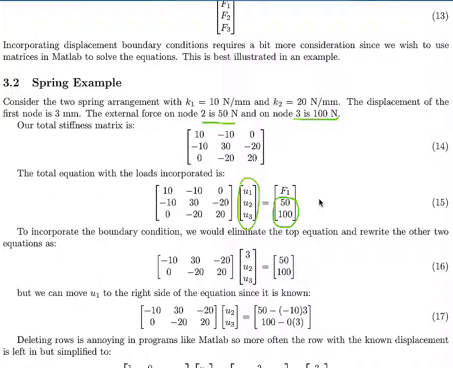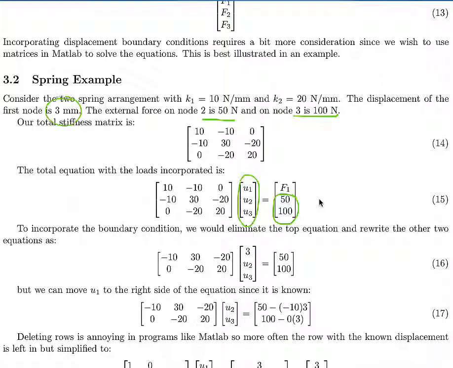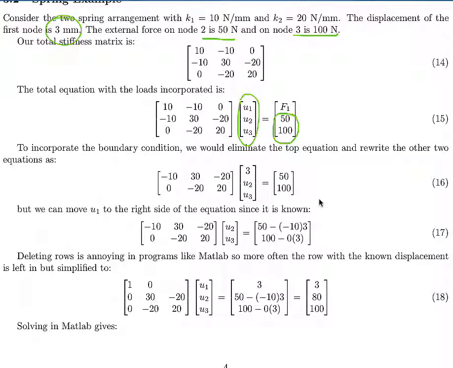And the boundary condition here is given to me: at the first node, the displacement is determined to be 3 millimeters. So I have to put now 3 millimeters instead of U1 right here. Then the first line would be 10 times 3 minus 10 times U2 plus 0 times U3 would be equal to F1.